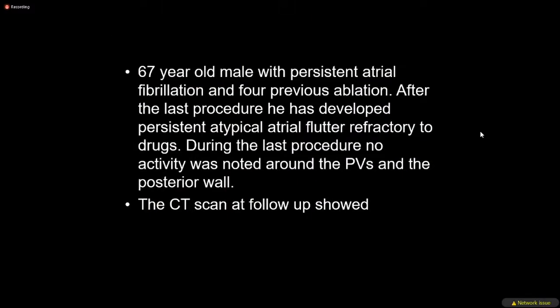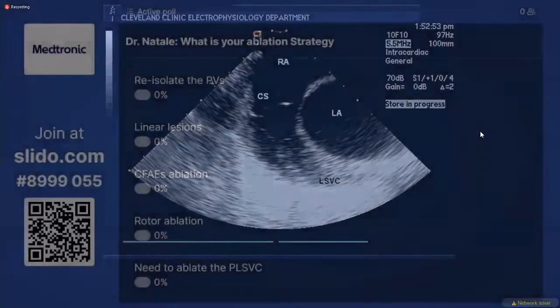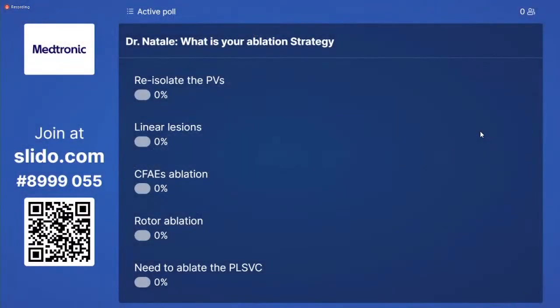Another case: a 67-year-old male with persistent atrial fibrillation and 4 previous procedures. After the last procedure, he developed persistent atypical flutter refractory to drug therapy. During the last procedure, activity was noted around the PV. No activity was noted around the PV in the posterior wall. The CT scan at the follow-up showed something that I'm going to show you next. But based on this ICE picture, what would you do?